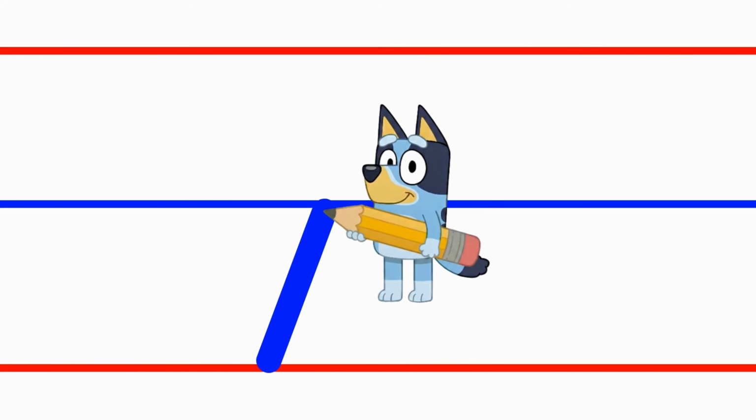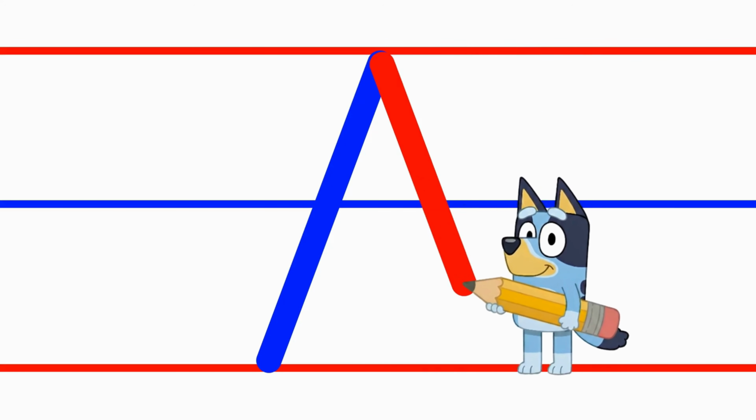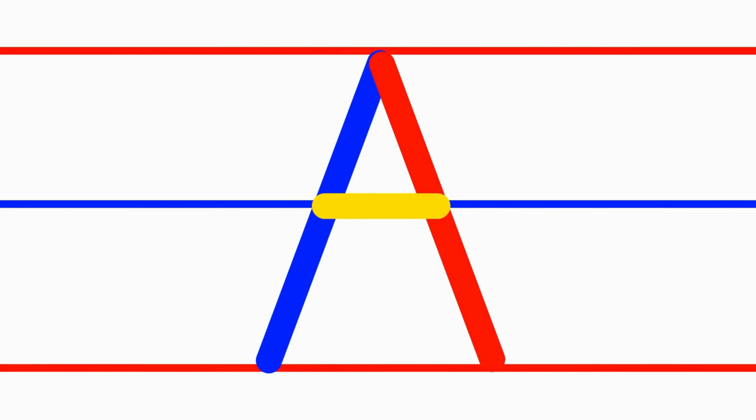Slanting line. One more slanting line. Sleeping line in the middle. Capital A.